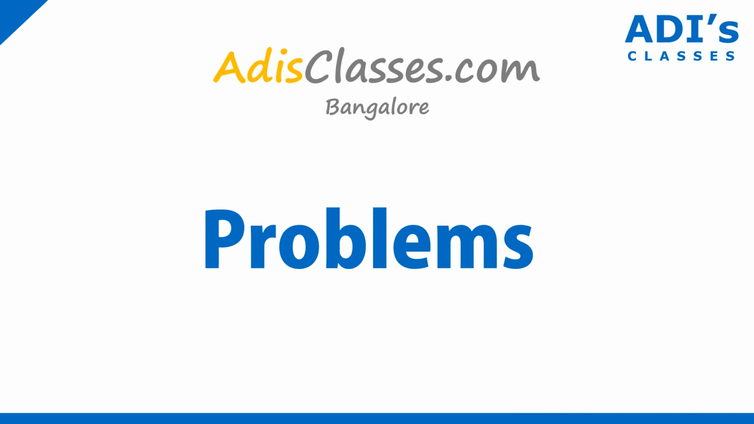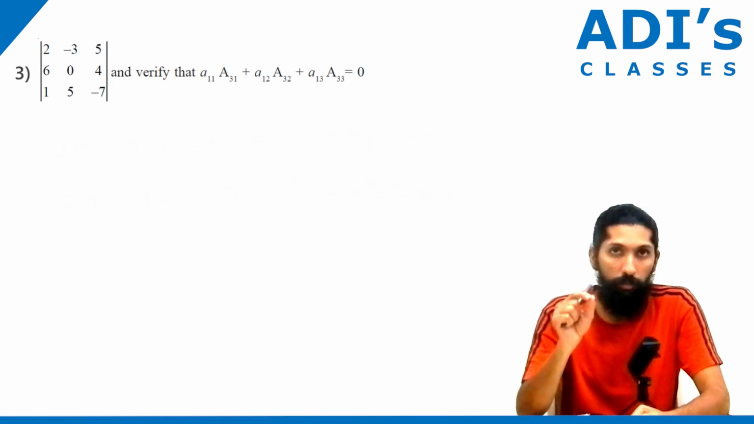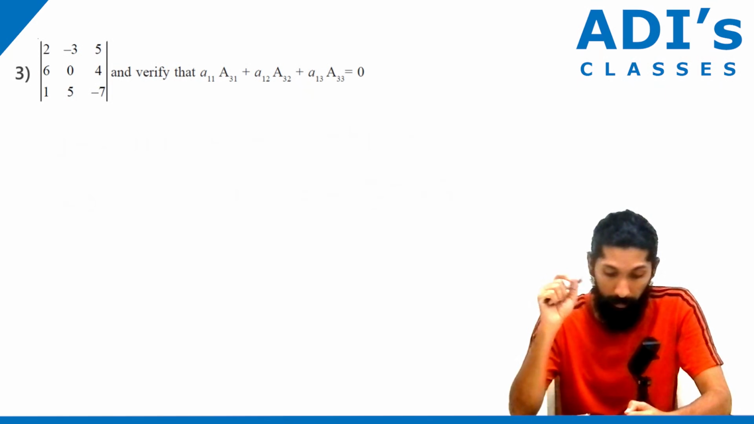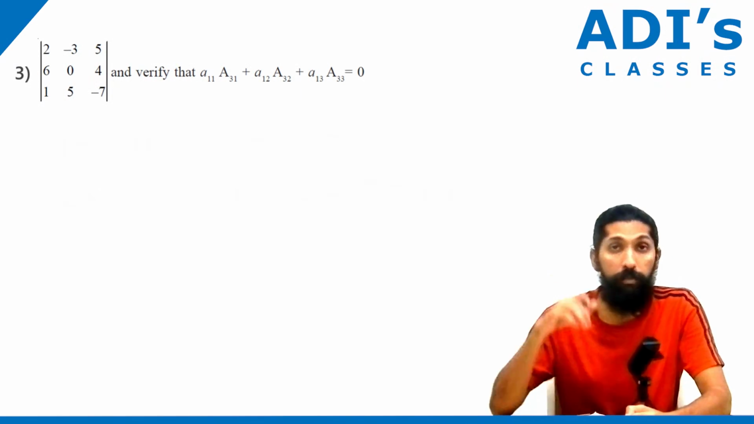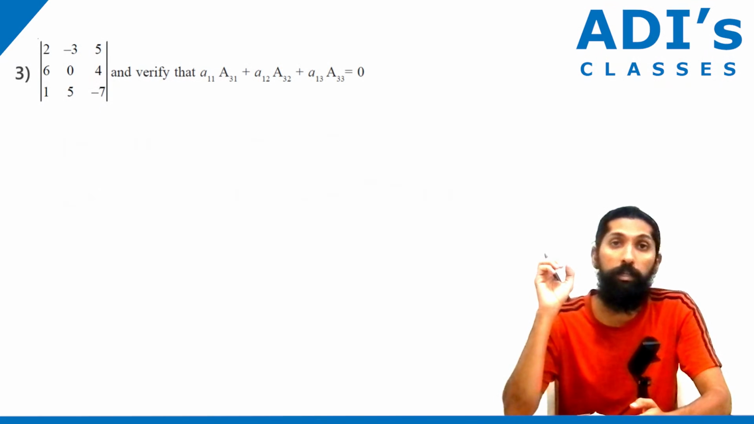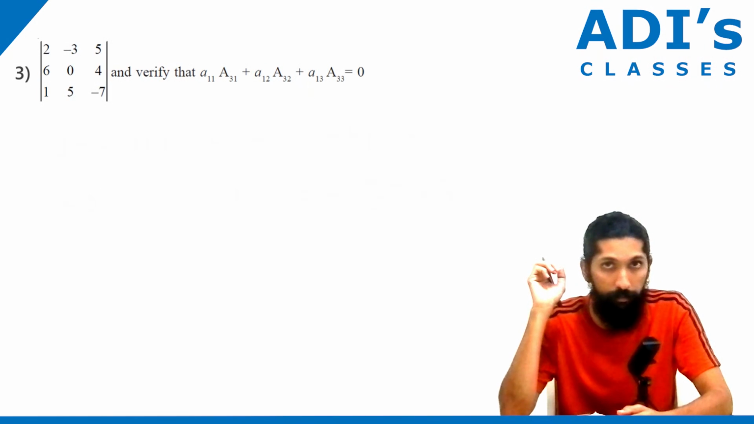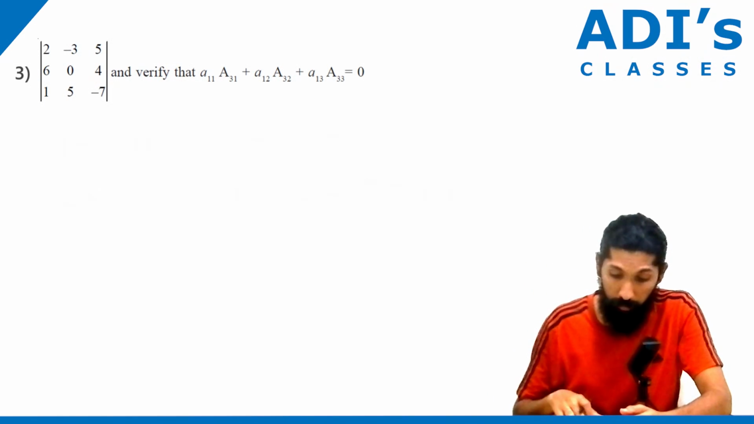Let's do the next question. See here, they've given you one determinant. Also verify that A11, A31. So here a small letter a represents the element. Capital letter A represents the cofactor corresponding to that particular element. Okay, we need to do this one.